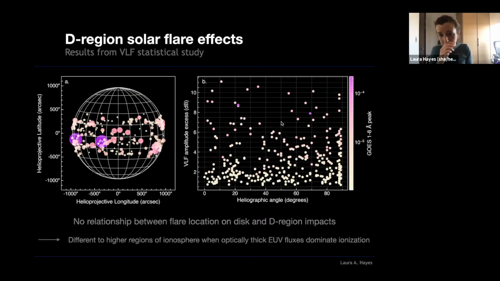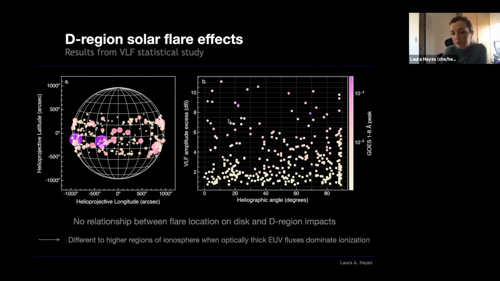So I'll just finish up here with two more slides. This is just going back to look at, with the same statistical study, the location of the flare on the disk and seeing if that has an impact on how the excess VLF amplitude behaves. And we find that we really don't see any relationship here between heliographic angle and VLF amplitude excess.